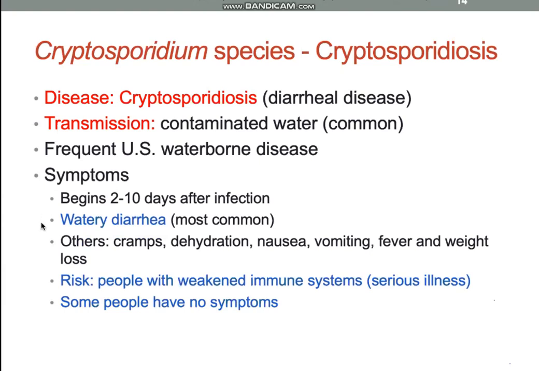Symptoms, nothing unique that I can recognize. All the typical features of GI infection. Here is the unique thing about Cryptosporidium. It's mostly people with a weakened immune system who are at more risk than others to show symptoms from Cryptosporidium, all right? So you can think about it as an opportunistic infection.